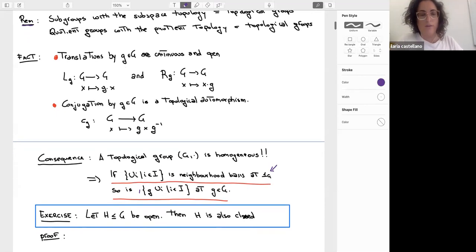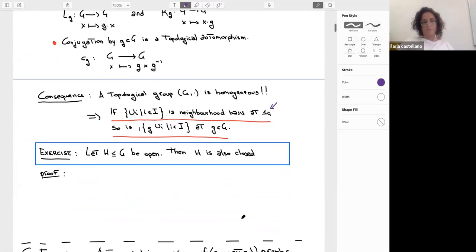Okay, so if everyone is happy with these first few notions that are quite easy, I would like to do an exercise with you, which is, in my opinion, exercise 0 when you study topological groups. It is very easy, but I need to write something, so let's do this exercise together. I want to prove that if I consider a topological group G and a subgroup H in G, which is open, then H is also closed.